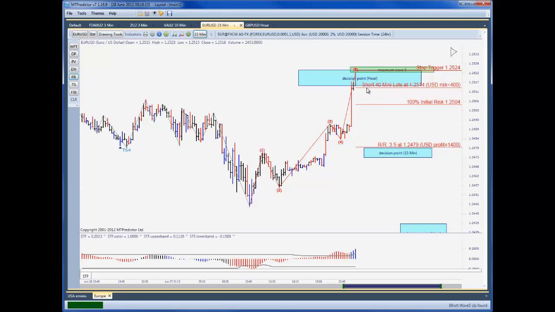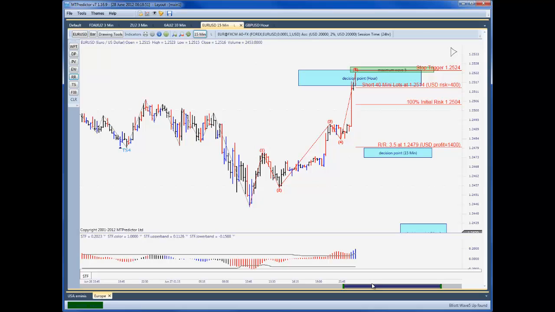So here we were at a wave 5 high on the 15-minute chart, an hourly decision point high as well, and our trade down into our initial target, which was the DP off the wave 4, would have then come out a potential 3.5R profit. Our position sizing would have allowed us to take 40 mini lots. This was on a sample $20,000 account, risking 2%, and we're trading 40 mini lots here. So let's see what happened.